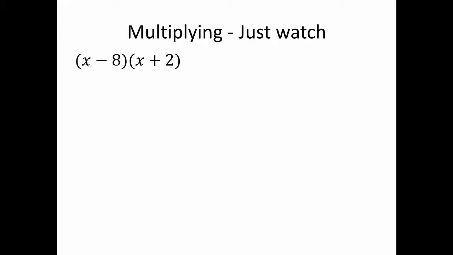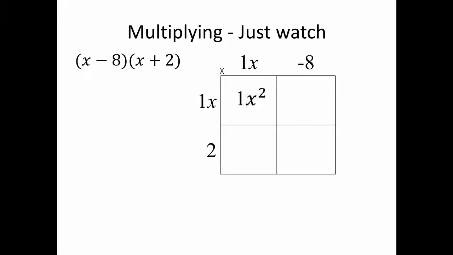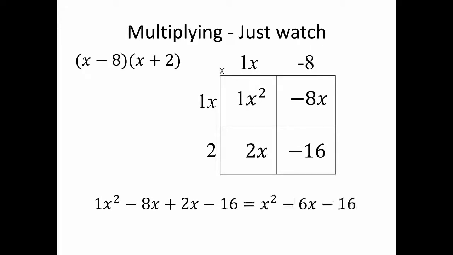Let's look at just one more. x minus 8 times x plus 2. Create the boxes, fill them out, and we find that the product is x squared minus 6x minus 16.